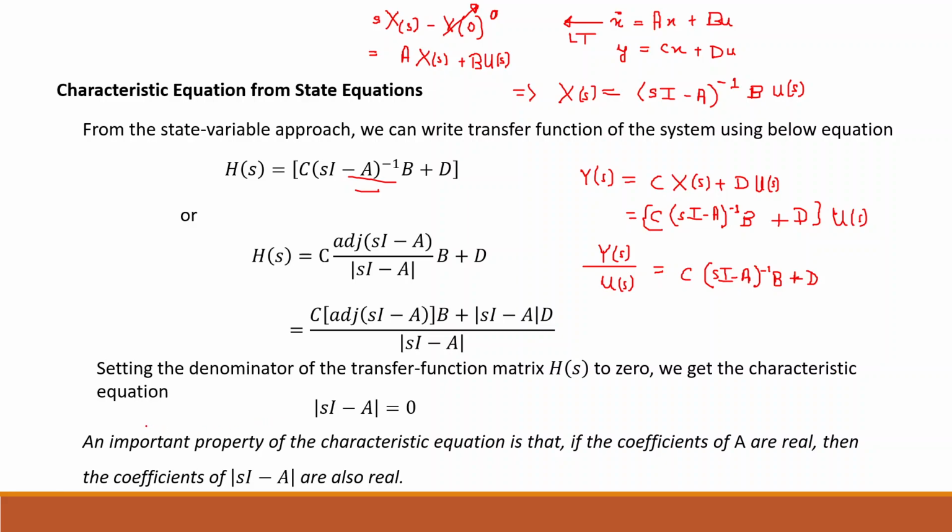So, as I said, the denominator here is sI minus A. The roots of this equation are the poles. So from here we can know whether the poles are real or complex conjugate, etc. If we equate it to 0, we obtain the characteristic equation of the system.